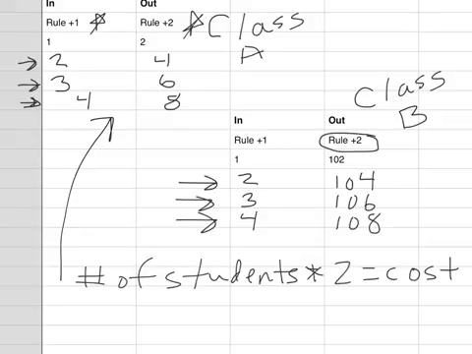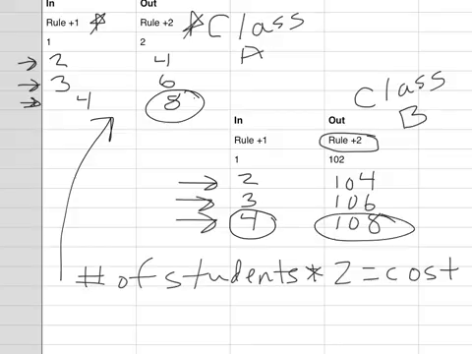So if I look here and I look at $4, or 4 students, their cost up here for Class A is $8. Down here for B, because they added that tour guide, is $108. For 1 student, it's $102 with the tour guide. Without it, it's $2.